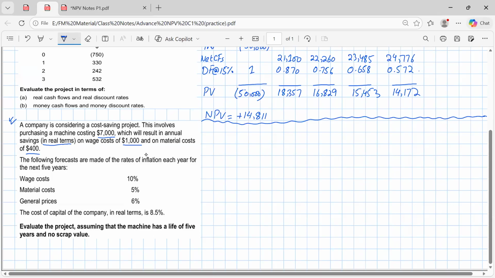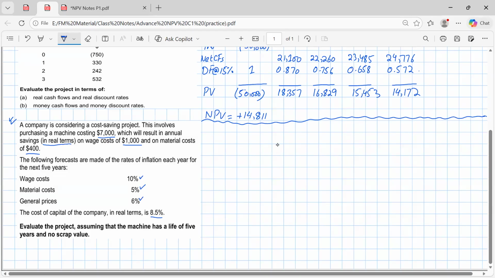The following forecasts are made at the rate of inflation. For wages cost, inflation is 10%, material cost 5%, general rate is 6%. The cost of capital of the company in real terms is 8.5%. The cost of capital in real terms is 8.5%. Evaluate the project assuming that the machine has a life of 5 years and no scrap value. So now you have to evaluate the project by assuming that the machine has a life of 5 years and it has no scrap value.